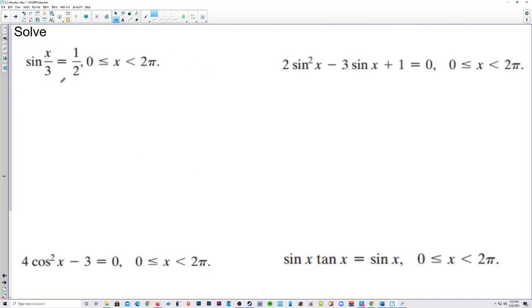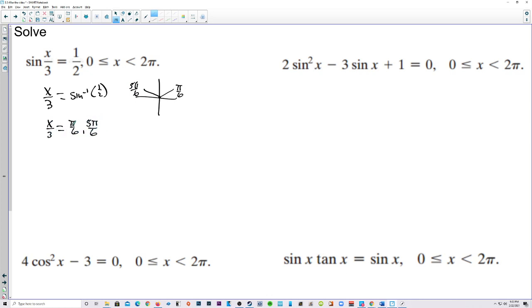Sine of x over 3 is equal to 1/2. Let's take the inverse sine of both sides. Inverse sine of 1/2. So we want to know what angles have a sine that's 1/2 between 0 and 2 pi. And sine is a half at pi over 6 and 5 pi over 6. So x over 3 is equal to pi over 6 and 5 pi over 6.